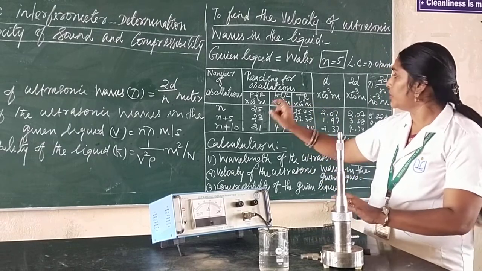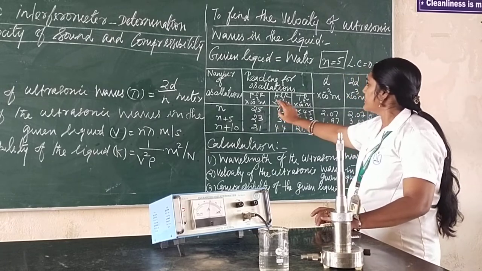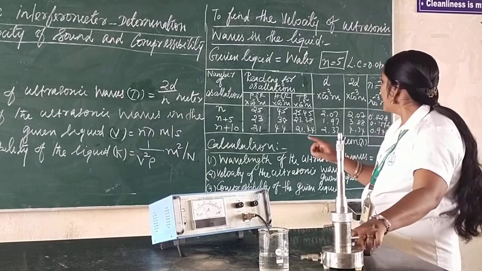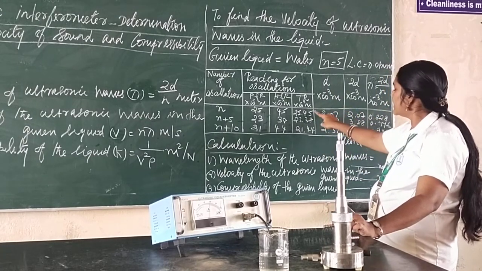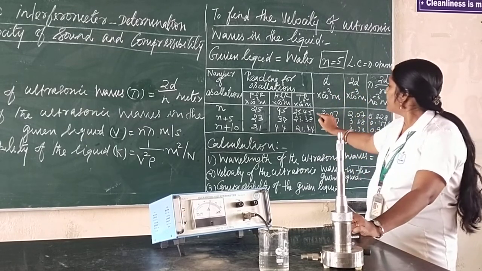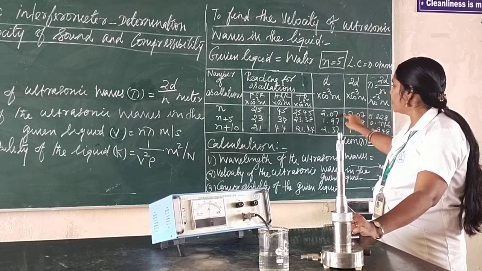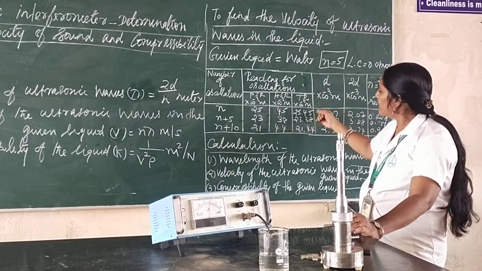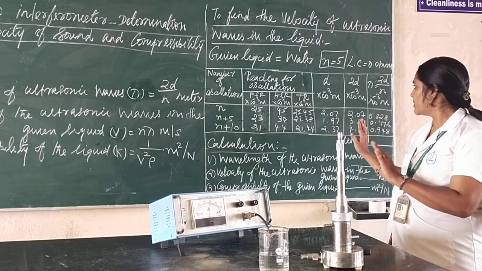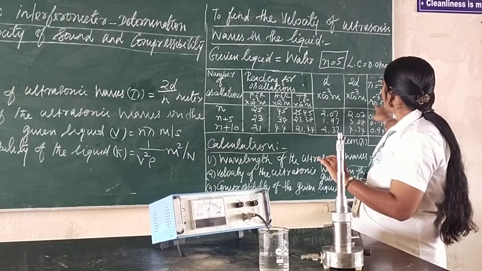All these readings are carried out for the calculation: the number of oscillations, and the reading for the measuring cell. Next, how to calculate d. It is very simple. Subtract the previous reading from this reading, so it is 2.17. In the same way, subtract one reading from another to get the value. All these values are approximate only. Next is 2d. We multiply this value by 2. Next is lambda.